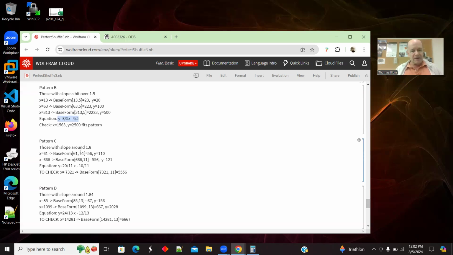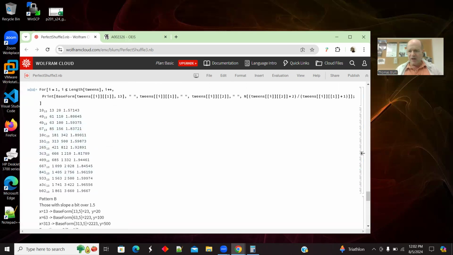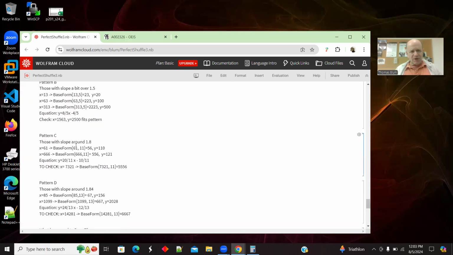Then, poking around, I found something in base 11. These were the ones with a slope, as I say, that I captured here, of the order of 1.8. And this was 61 and 666. They had a pattern in base 11 of 5 6 5 5 6. And here were the y's.